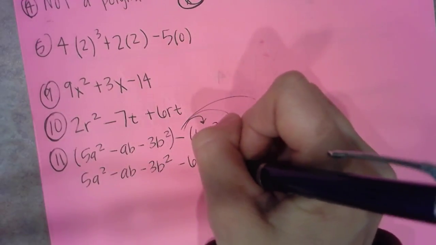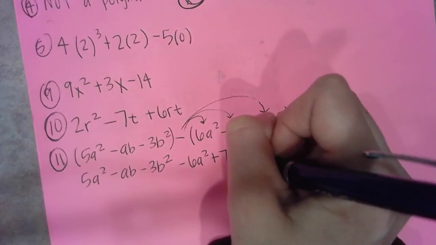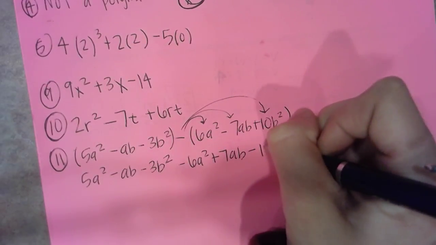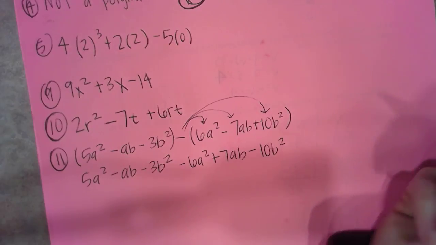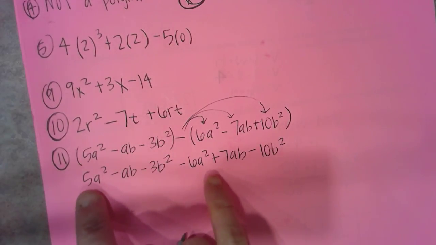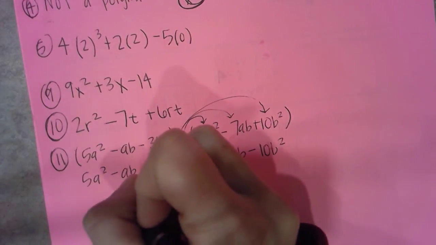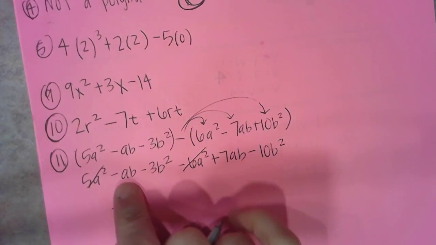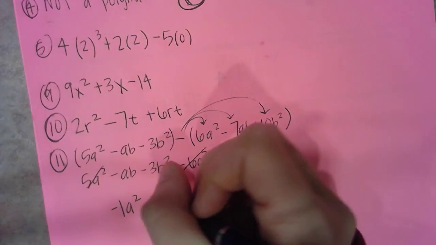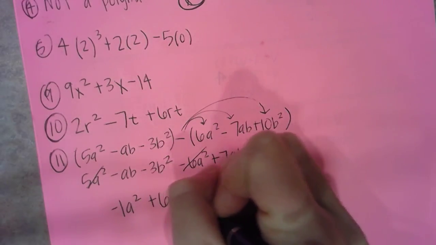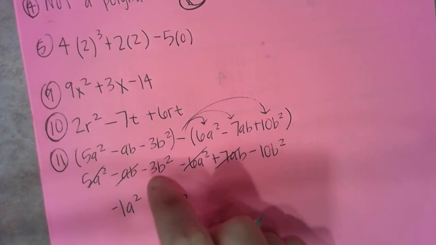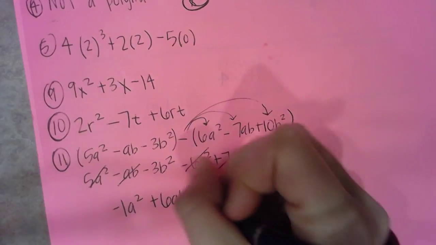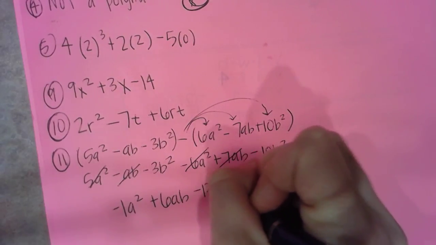So minus 6a squared plus 7ab minus 10b squared. And all you have to do is combine like terms. So I have a 5 and a negative 6 makes negative 1a squared. I have a negative ab and a positive 7ab. That makes positive 6ab. And I have a negative 3b squared and a negative 10b squared to make negative 13b squared.